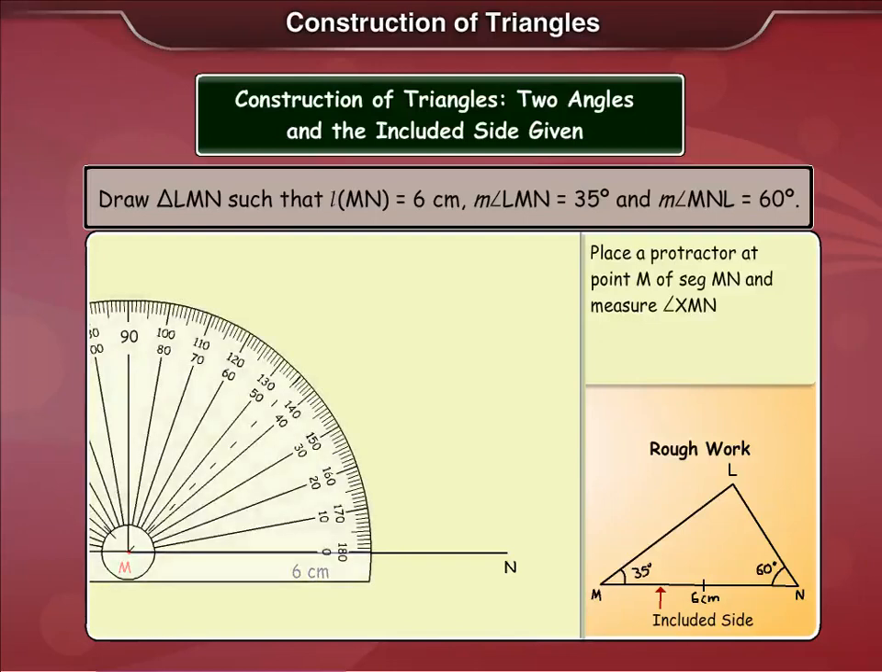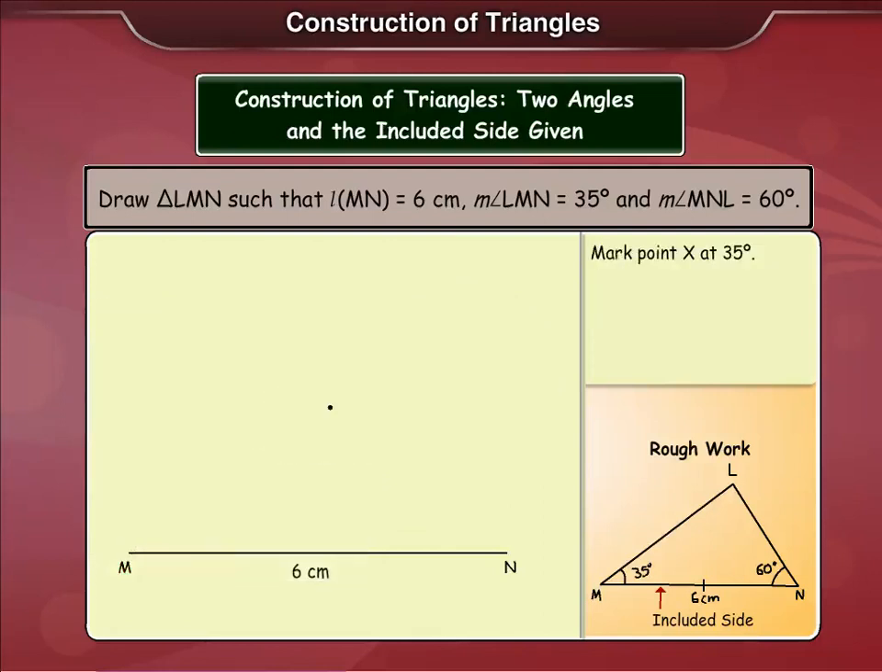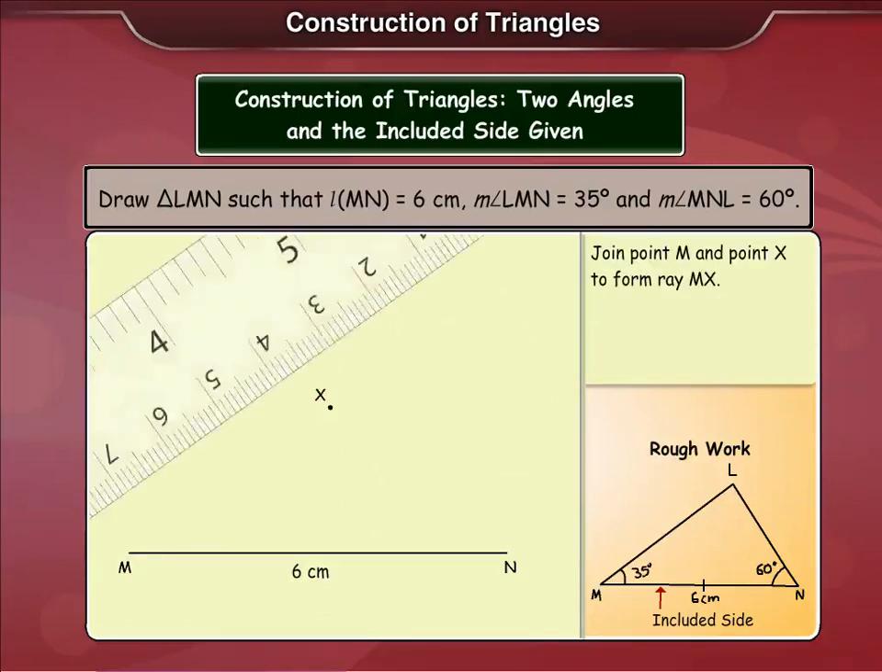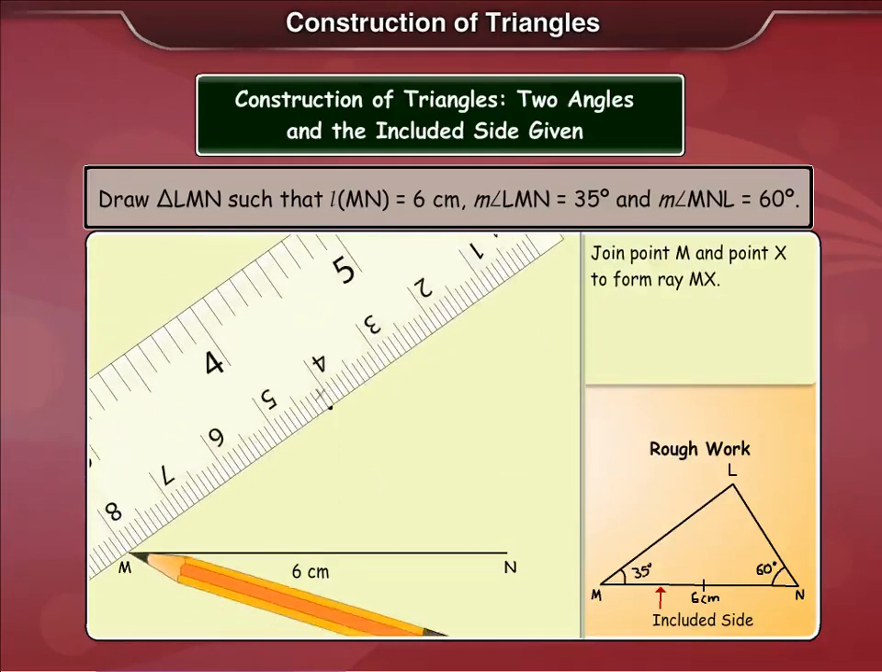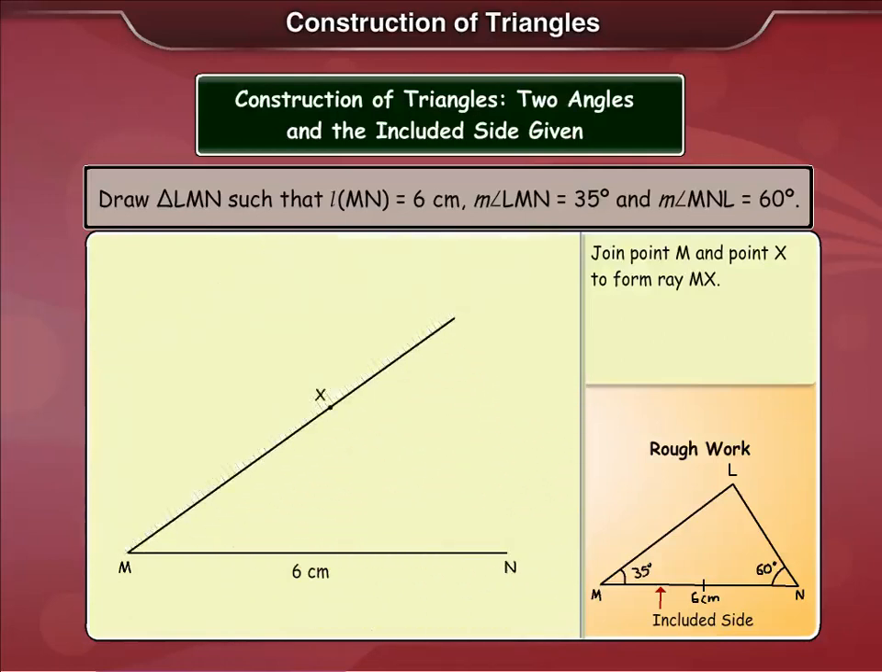Now we will draw another triangle similar to triangle LMN on the other side of the base MN. First, let's draw a rough diagram of the required triangle. Now, let's write the measure of the angles and the length of the included side in the rough diagram. To construct this triangle, we will follow the same steps as seen earlier. The only difference is that we will construct it on the other side of the base MN.